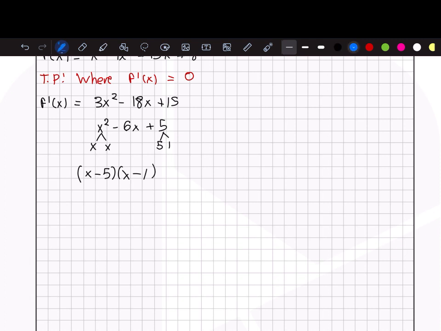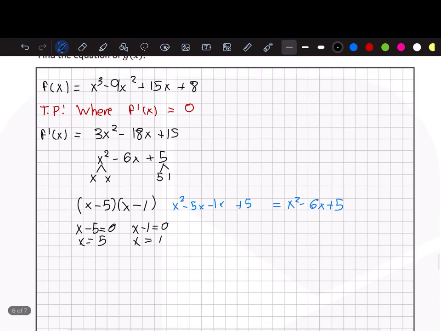I can double check this if I want and multiply it out. So I'll have x by x gives me x squared, minus 5 by minus 1 gives me plus 5, and then I have minus 5x minus 1x, which is just equal to x squared minus 6x plus 5. So I know I'm right. So I know that x minus 5 equals 0, so x is equal to 5. I know that x minus 1 is equal to 0, so x is equal to 1.